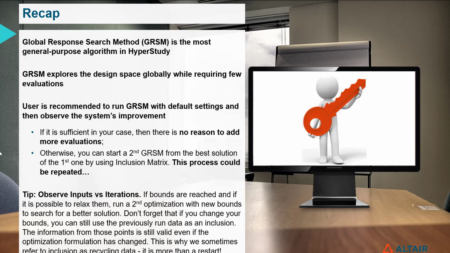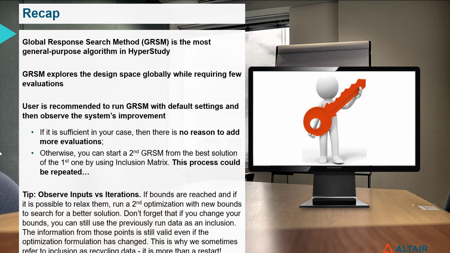A quick recap here is that GRSM is the most general purpose algorithm in HyperStudy because it explores the design space globally while requiring few evaluations. The recommendation here is to use GRSM with the default settings and then observe the system for improvement. If it is enough in your case, there is no reason to add more evaluations. But if it isn't, you can start a second GRSM from the best solution found in the first one using an inclusion matrix. This process could be repeated as many times as you want.